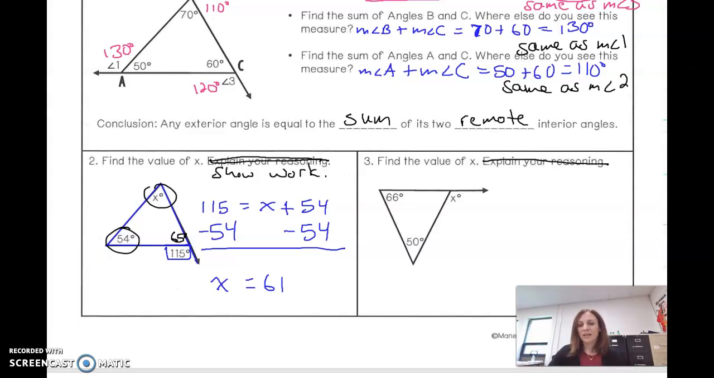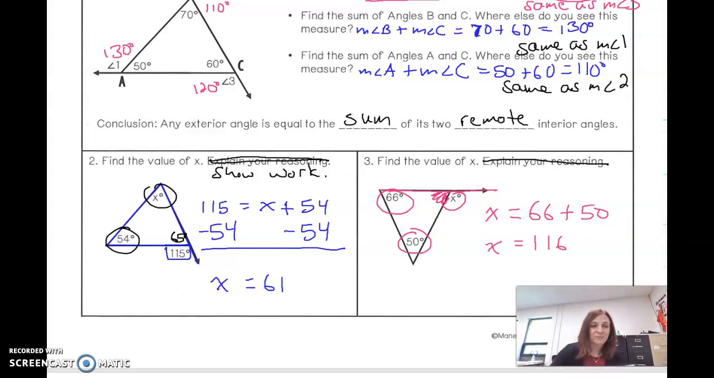Find your exterior angle. It's the one on the outside of the triangle. Remember, our exterior angle is equal to the sum of the remote interior angles. Don't just pick the two you see. Make sure they're the ones that aren't touching. Okay, this angle here is touching. I know no information is given there, but it could be. 66 plus 50, we just add those together, sum of its remote interior angles, and we get x is equal to 116. So knowing this part right here can make finding the measure of the exterior angle very easy.